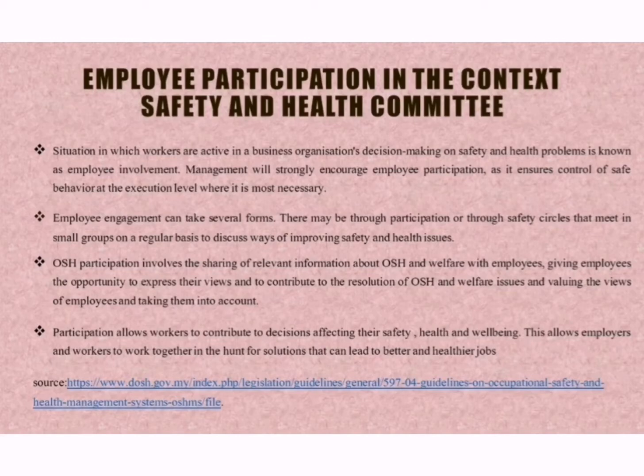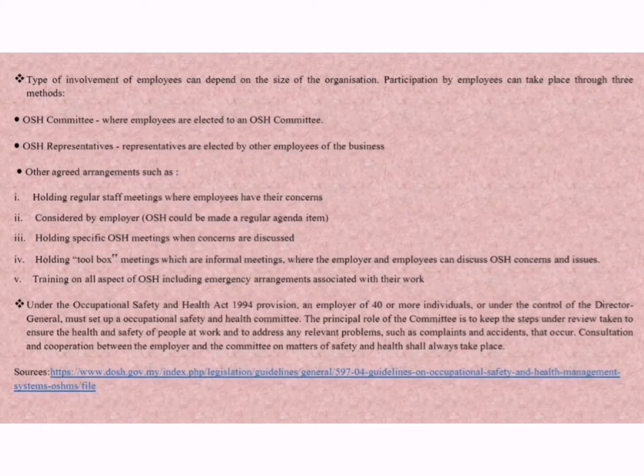OSH participation involves the sharing of relevant information about OSH and welfare with employees, giving employees the opportunity to express their views and to contribute to the resolution of OSH and welfare issues, and valuing the views of employees and taking them into account. Participation allows workers to contribute to decisions affecting their safety, health, and well-being. This allows employers and workers to work together in the hunt for solutions that can lead to better and healthier jobs. The type of involvement of employees can depend on the size of the organization.